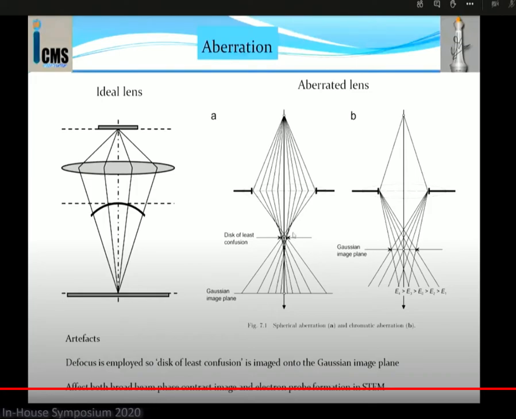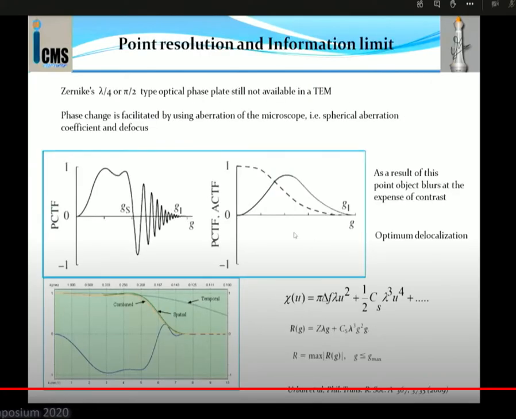This plane, or the image, is known as the disk of least confusion. In the presence of the aberration, we don't have Zernike-like phase plates in the electron microscope, so we make use of this combination of Cs and defocus to apply phase contrast. And in the presence of aberration, we define resolution using the PCTF function, known as the phase contrast transfer function. The first zero crossing of the PCTF gives the point resolution gs, and gi is the information limit. The information between gs and gi is not straightforward; it cannot be accessed correctly.